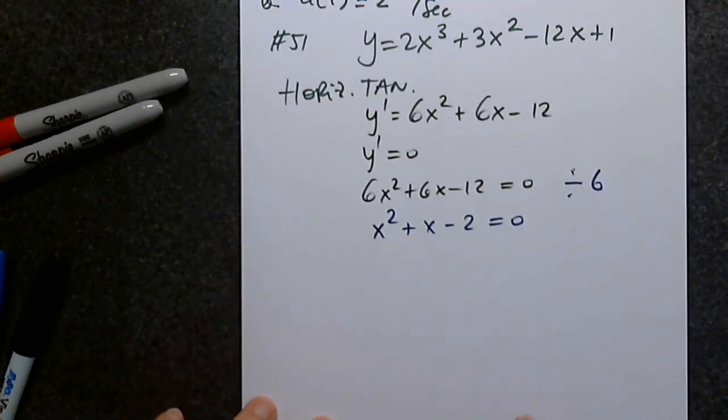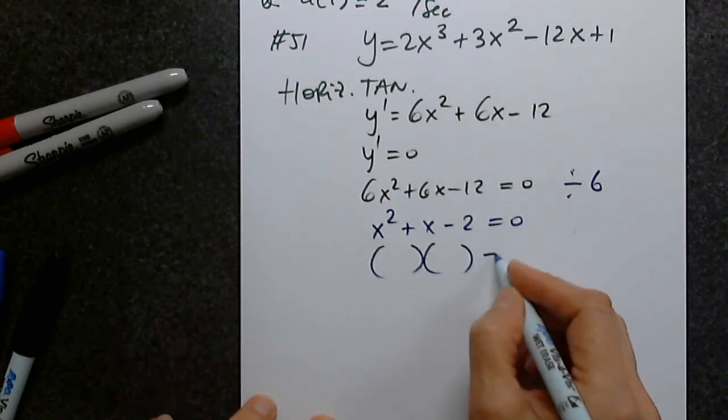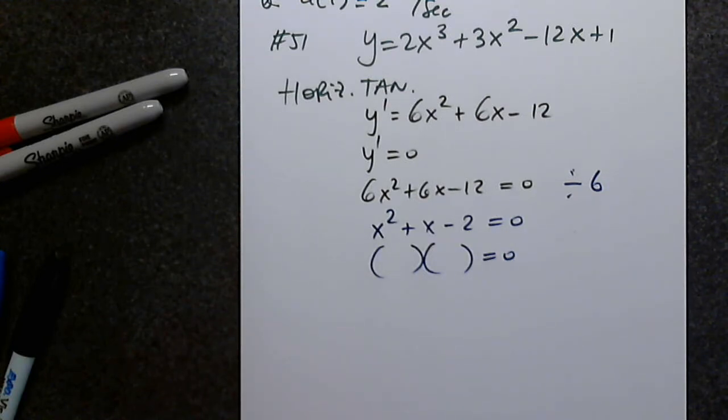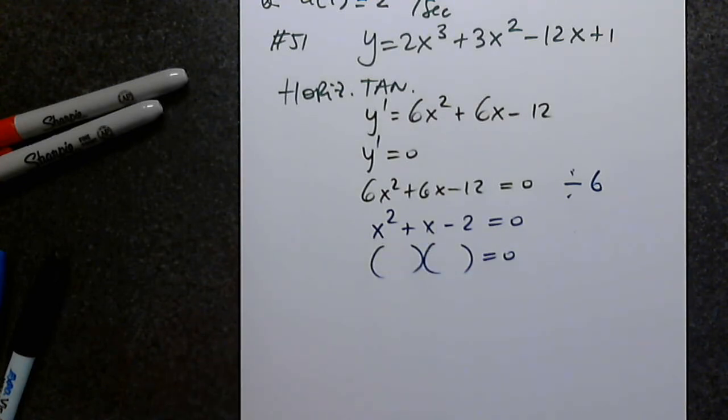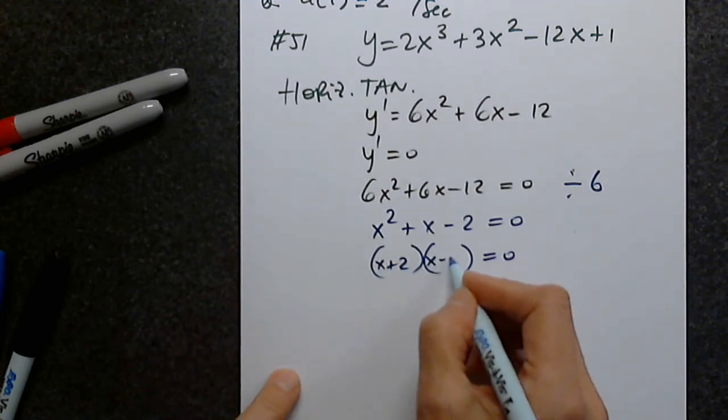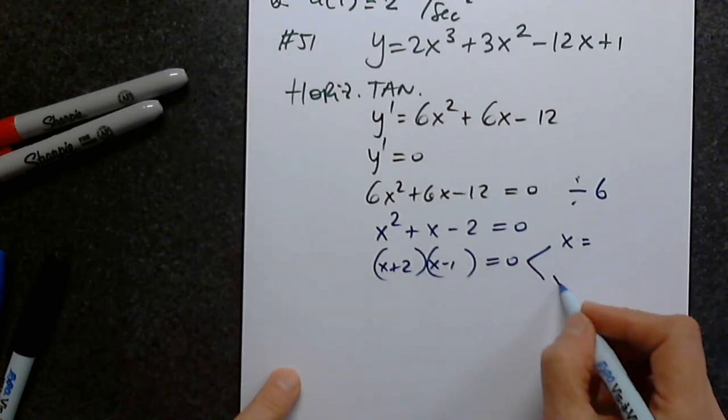And then x plus 2 and x minus 1. Careful. So there are two options, x equals -2 and x equals 1.